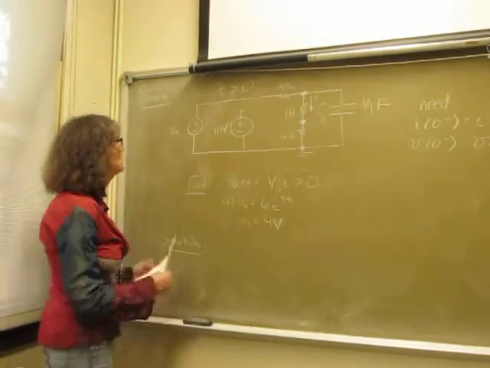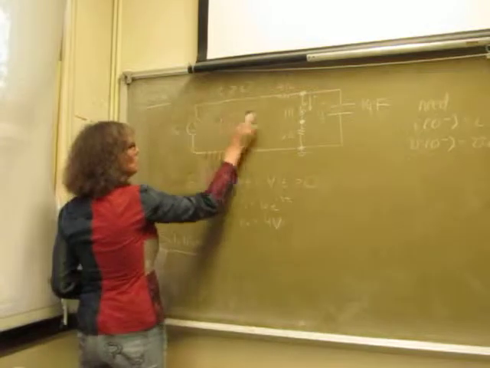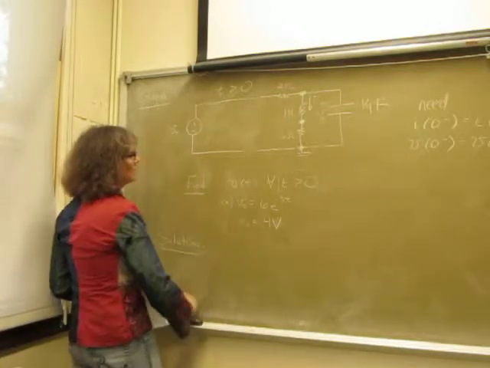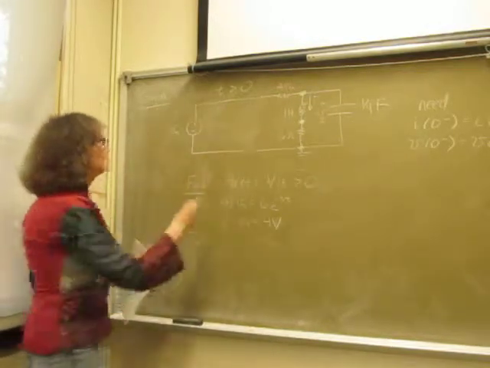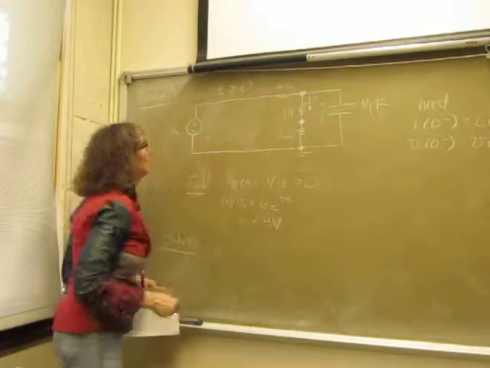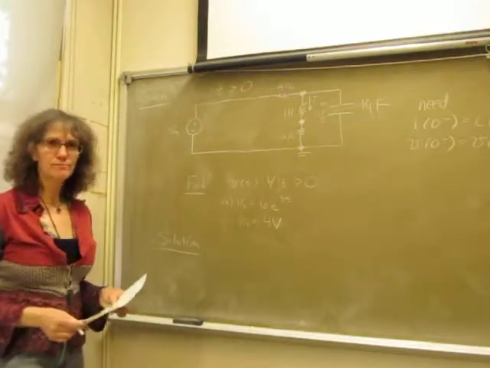After t equals 0, I'm going to erase this because it's even distracting. It's not really doing anything. So here's the circuit at t greater than 0.